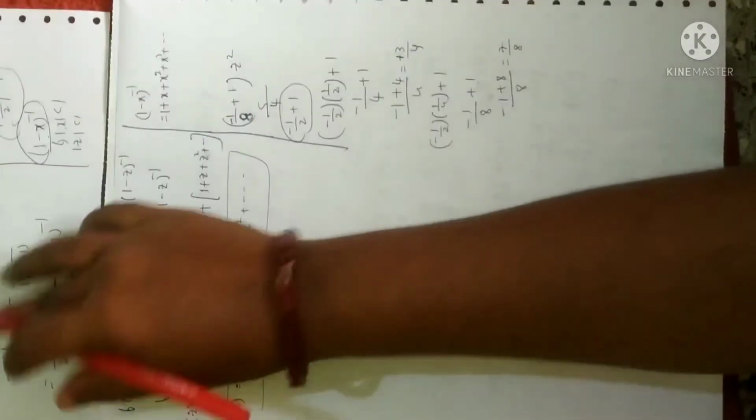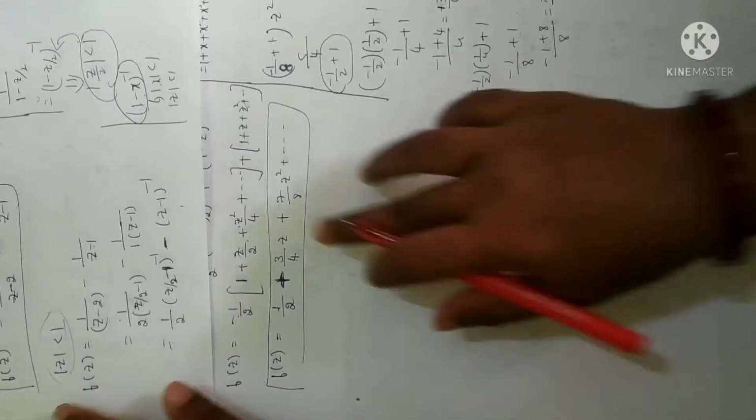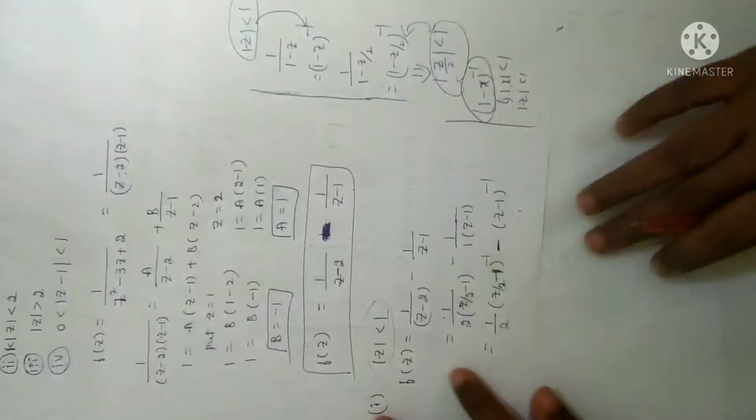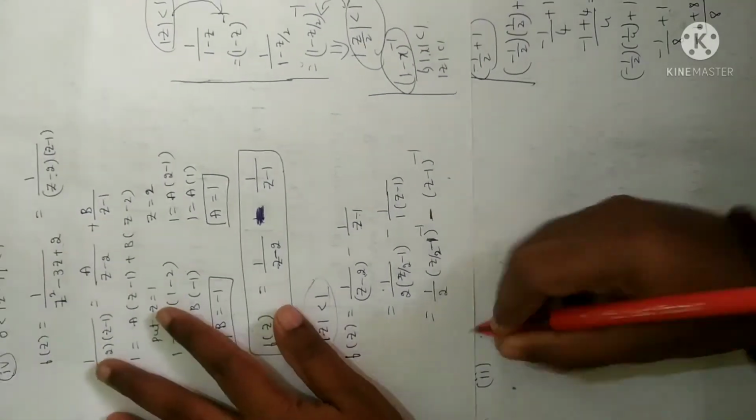Fine, that is for mod z less than 1. In this particular problem we have 3 sub questions. So this is the answer for mod z less than 1. We have done it for when mod z is less than 1. Similarly, we have to do the second one. So let me write the second condition given. What is the given expression?